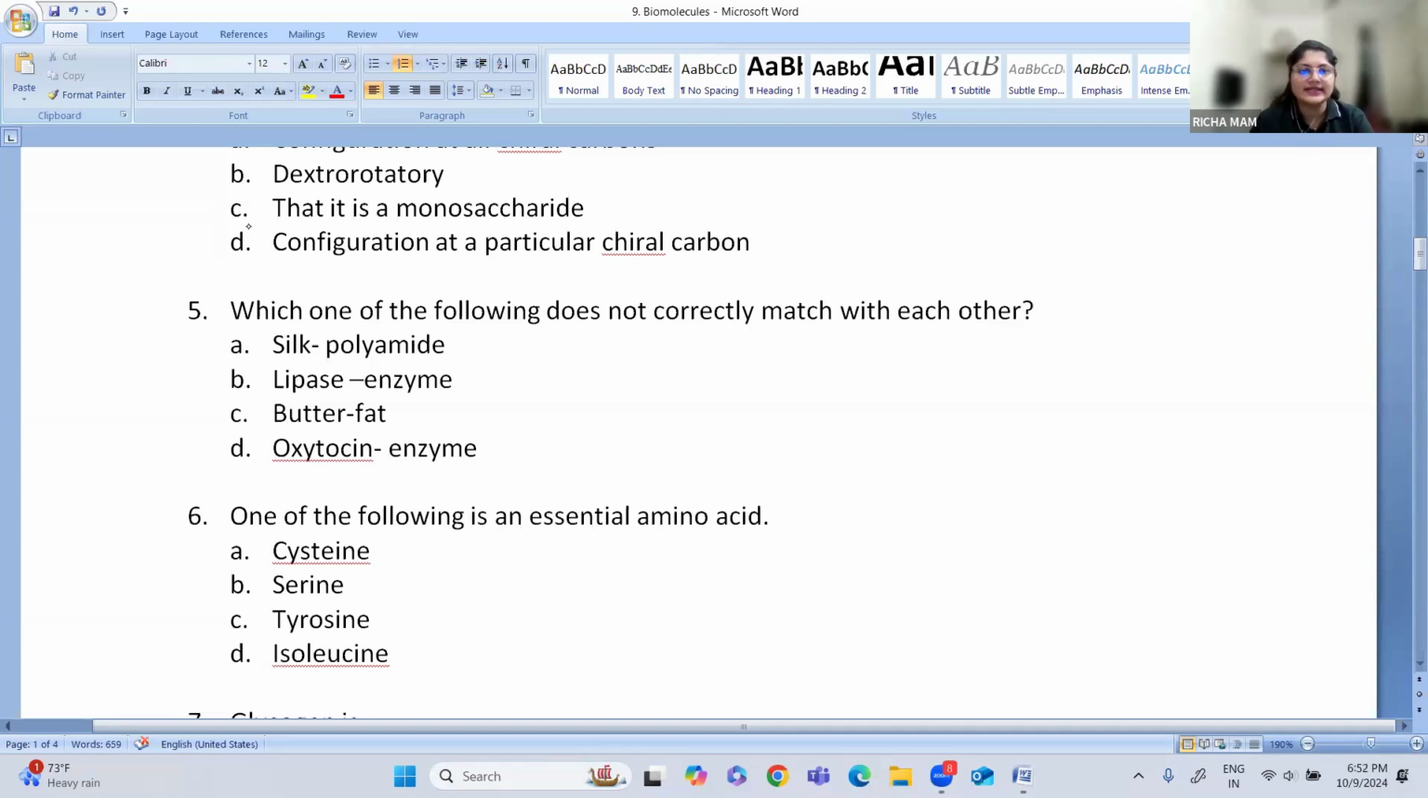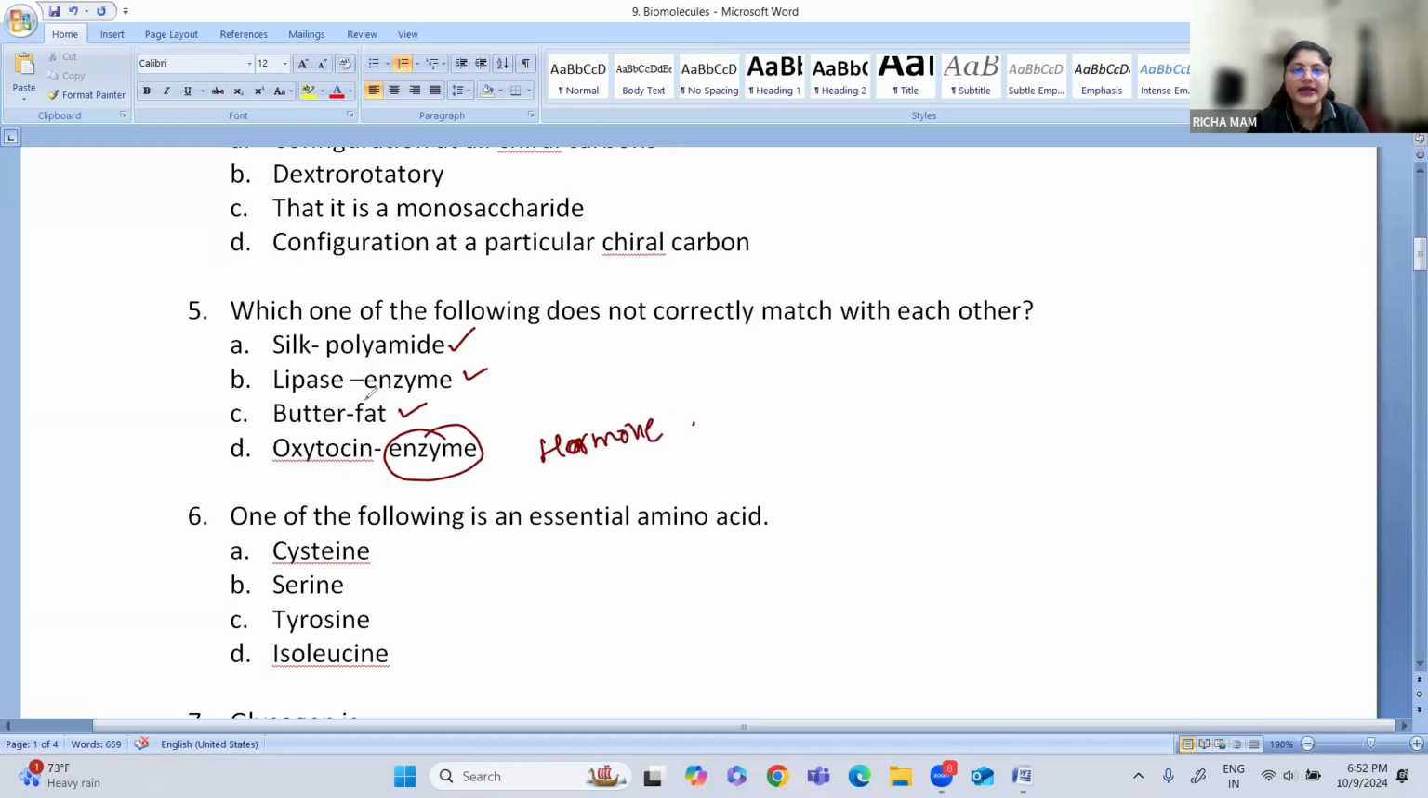So silk is a polyamide. Yes, this is correct. Lipase is an enzyme. This is also correct. Butter and fat: yes, butter is a fat. Then oxytocin. Oxytocin is not an enzyme. It is a hormone.